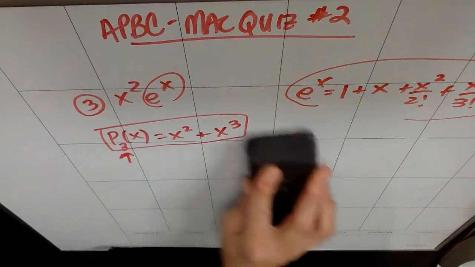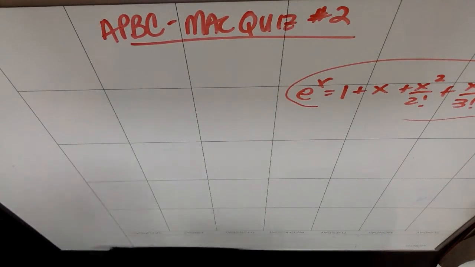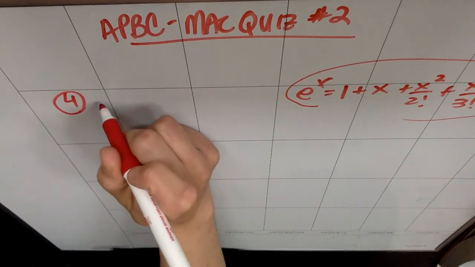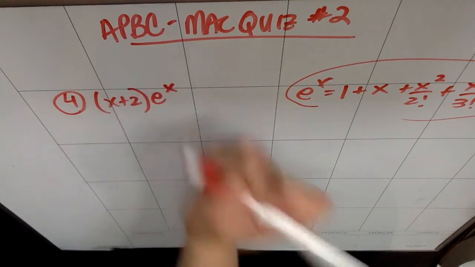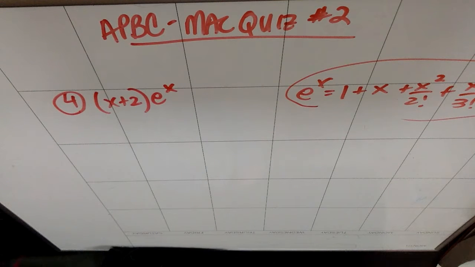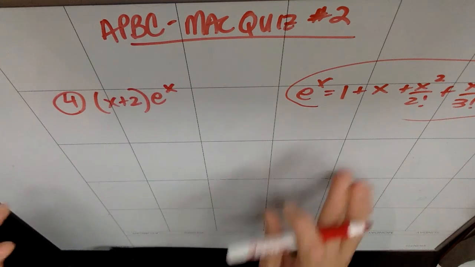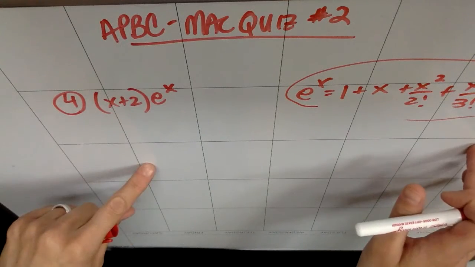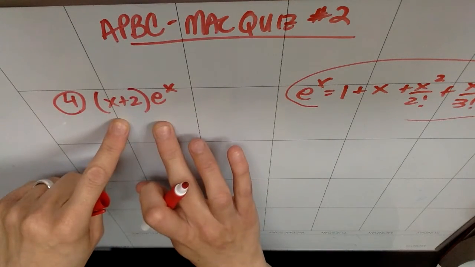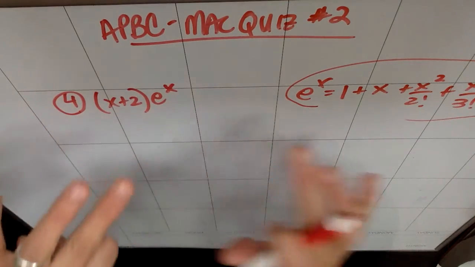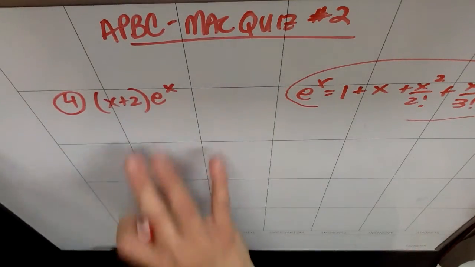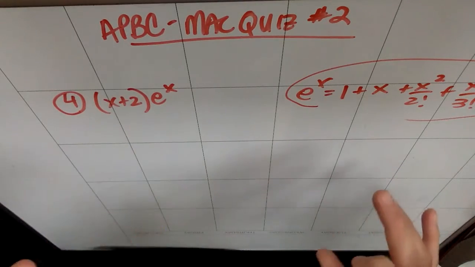We're going to keep that e to the x because it's going to matter in the last one. The last one's a little tricky. It is x plus 2 times e to the x. What I need to do is multiply, and I only want to go up to the 3rd degree term. So I'm essentially multiplying each one of these terms by the x plus 2. I'm going to do x plus 2 times the 1, and x plus 2 times the x, and x plus 2 times the x squared.